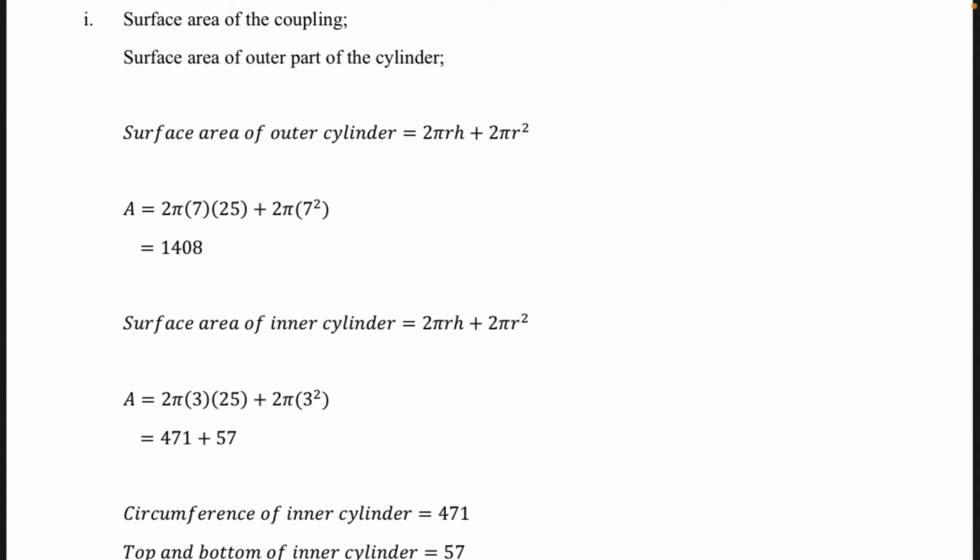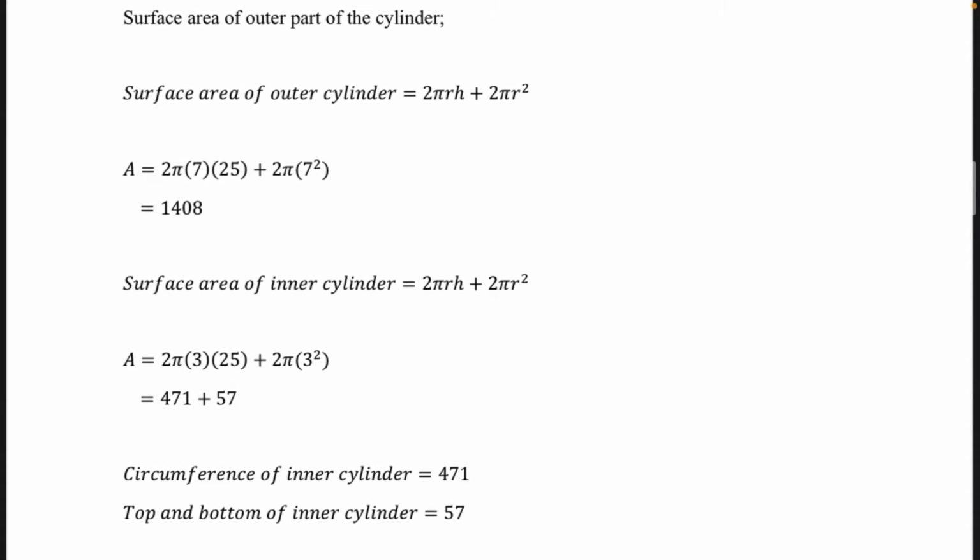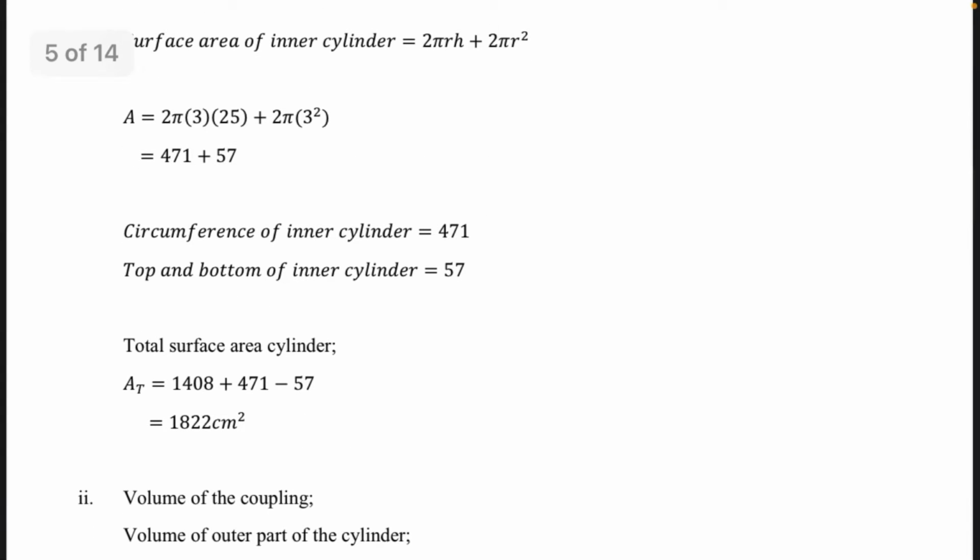Okay, r is the radius, h is the height, and the surface area of the outer cylinder we will get is 1408 cm squared. The circumference of the inner cylinder is 471 cm squared. The top and bottom of the inner cylinder is 57 cm squared. With that we will get the surface area of the model as 1822 cm squared.